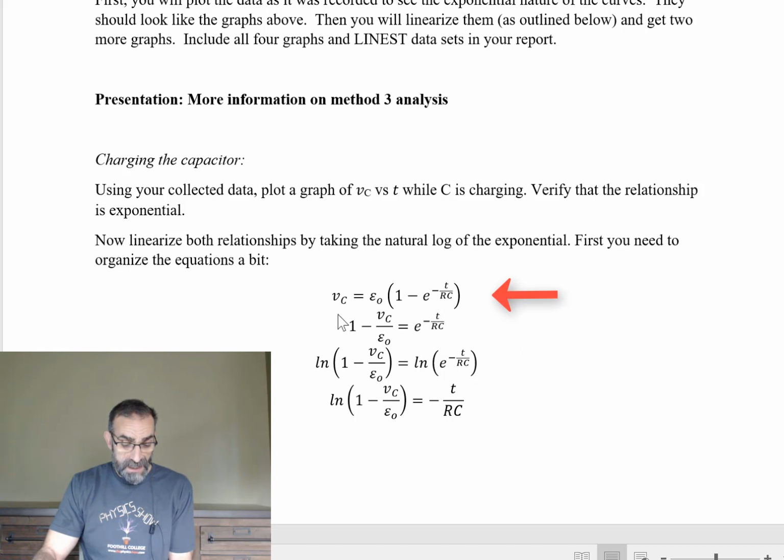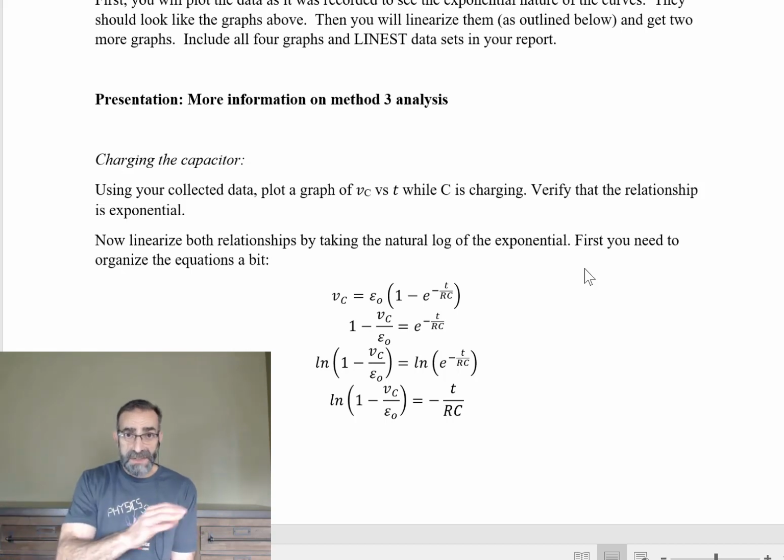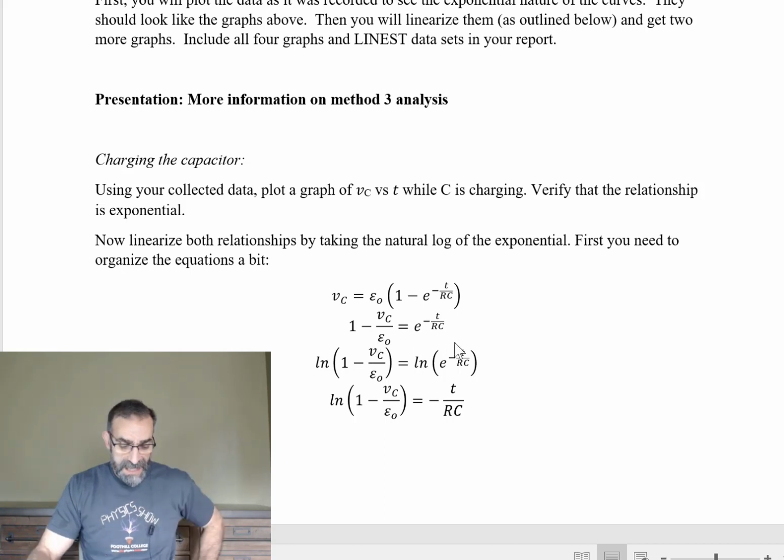So here's the equation for a charging capacitor. The voltage across the capacitor is the maximum voltage times 1 minus e to the minus t over RC. So the first thing you do is you start rearranging things. You want time all by itself, all the terms with time on one side of the equation and everything else on the other side of the equation. That's the second line here. Then you take the natural log of both sides. And when you take the natural log of e to the minus t over RC, you get minus t over RC, right? You might have to review your log properties.